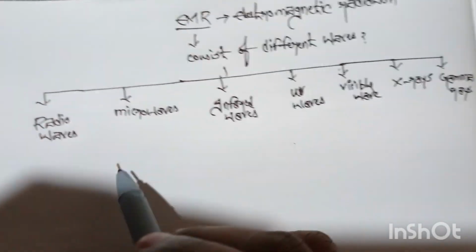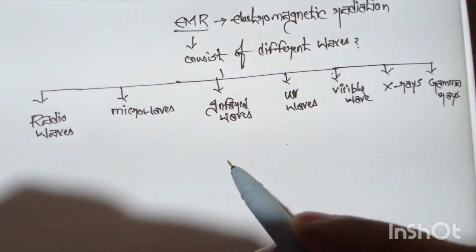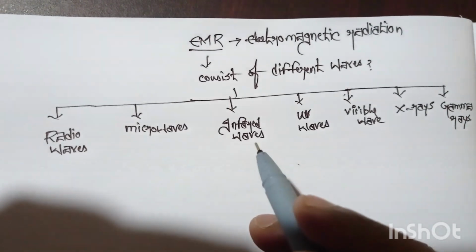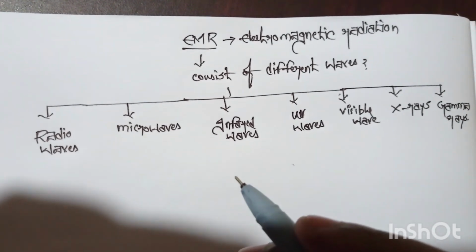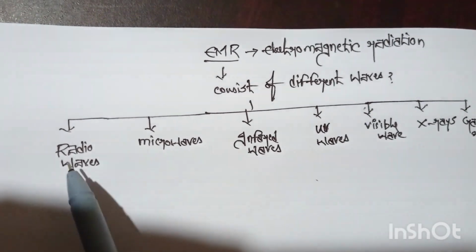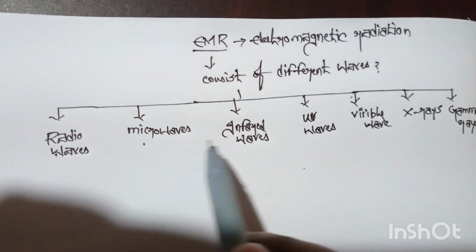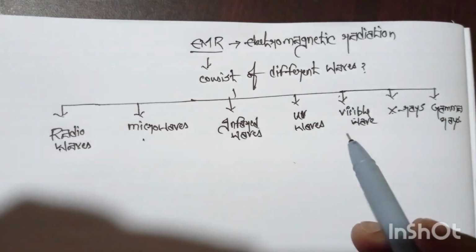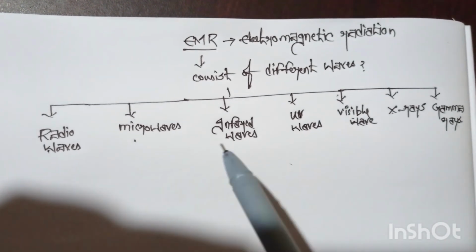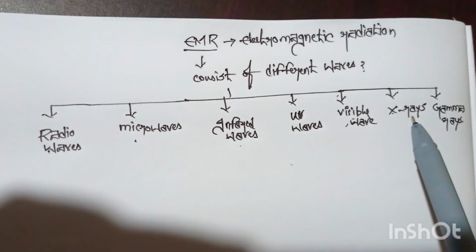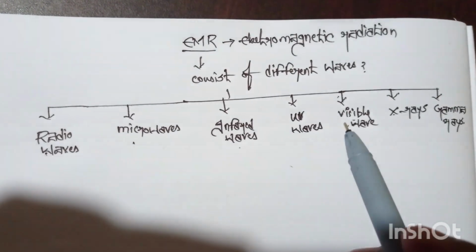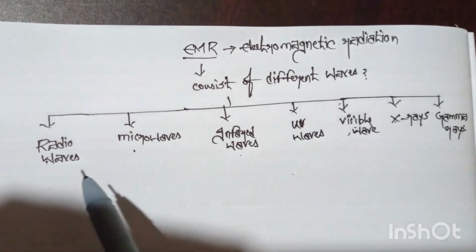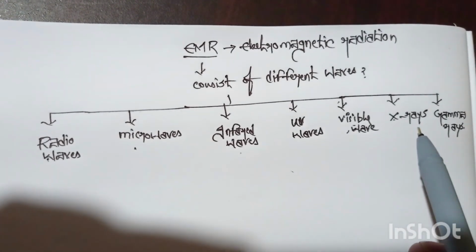So how will we memorize all these waves? In order to memorize these waves, we have a mnemonic: Radio Michi, I love you, Xerox gun. So what is that mnemonic? Radio Michi, I love you, Xerox gun. That is the mnemonic we use to memorize electromagnetic radiation.